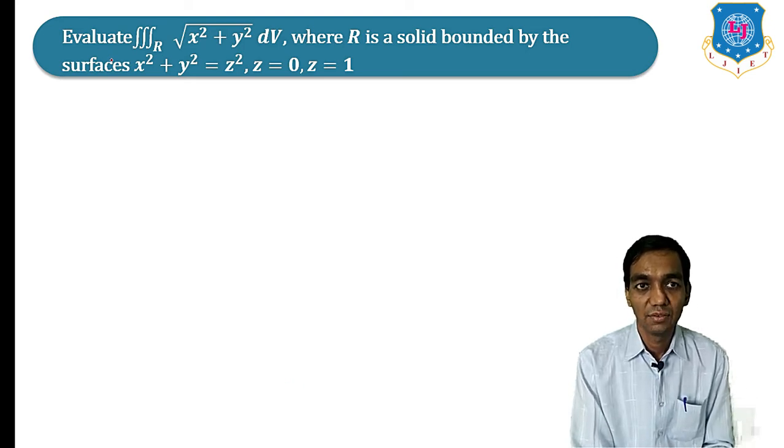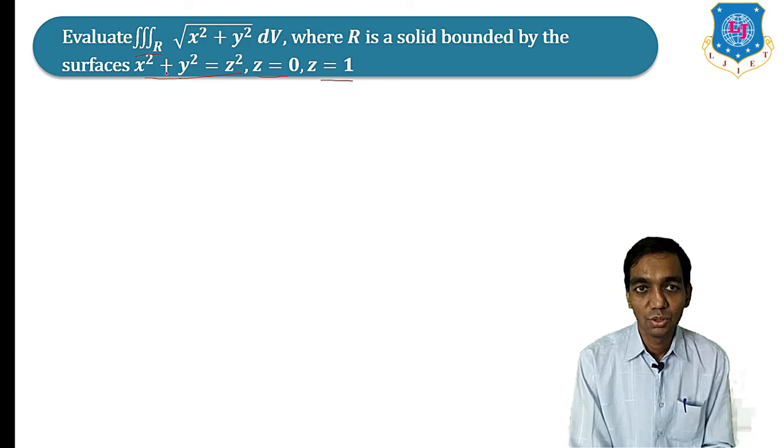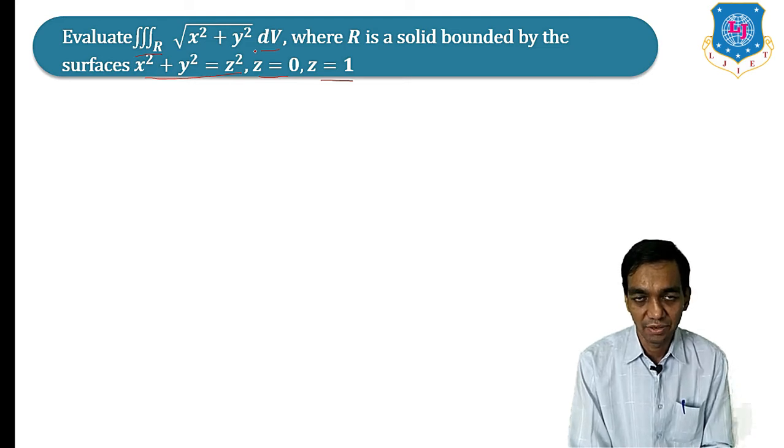Now we are starting with an example where the limits are not given. Suppose you are given the triple integration over a region bounded by the surfaces x square plus y square is equal to z square, z is equal to 0 and z is equal to 1. So here R is a region and you have to evaluate the triple integration of under root of x square plus y square dv. Now dv is nothing but dx dy dz.